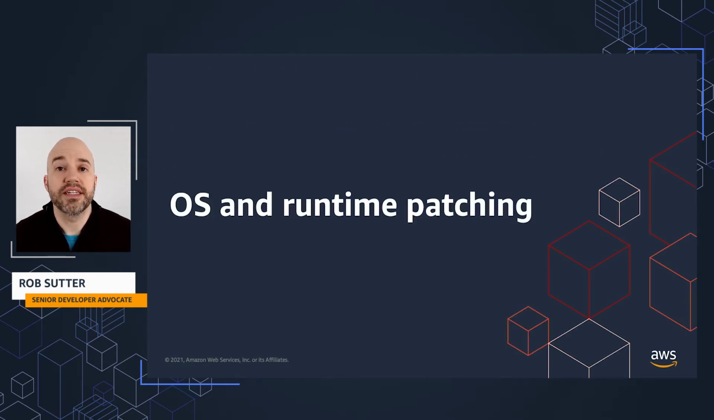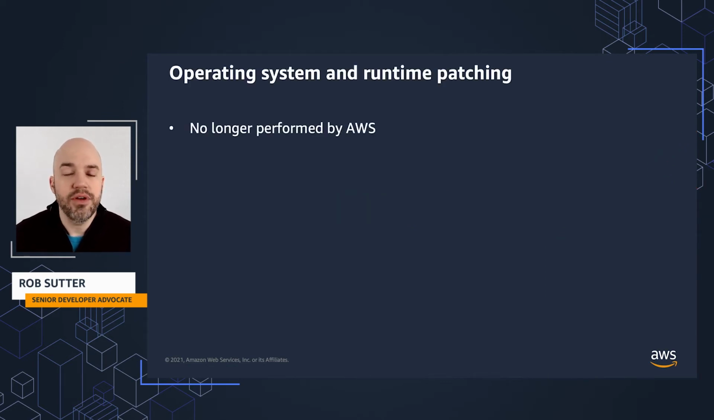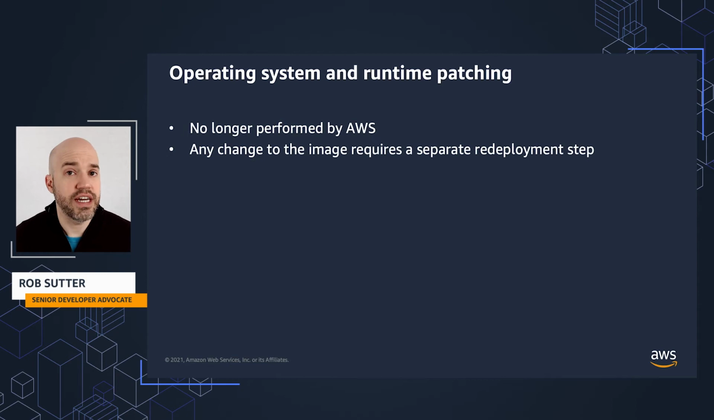There are also some considerations around operating system and runtime patching. It's important to note AWS no longer performs operating system and runtime patching for your images when you define your Lambda functions as container images. This is now your responsibility. Any change to the underlying operating system or runtime is simply a change to a layer on the image, and that means the entire image needs to be rebuilt, repackaged, and redeployed.